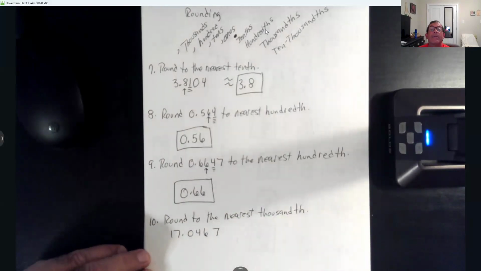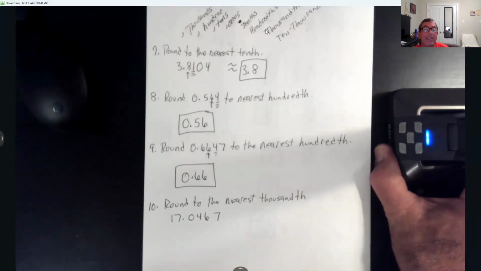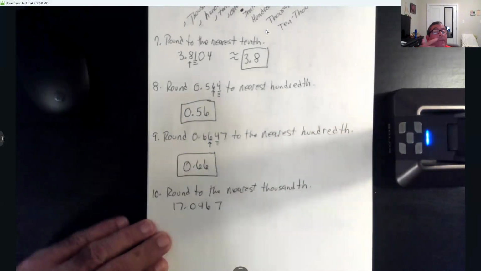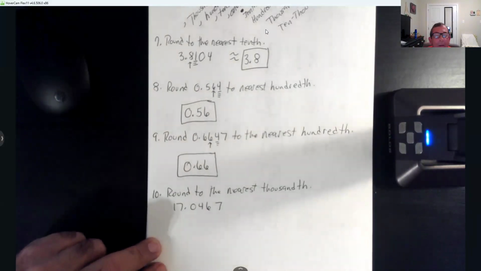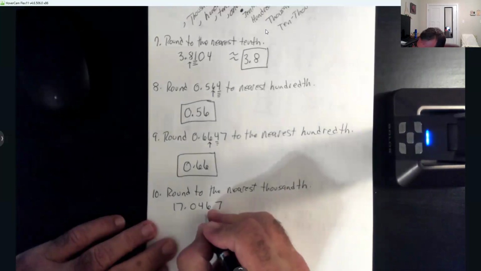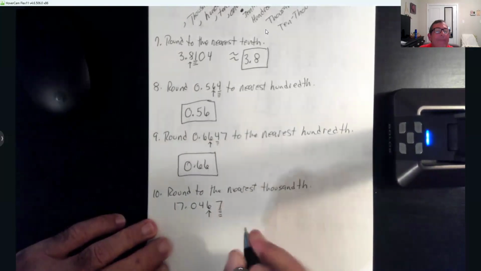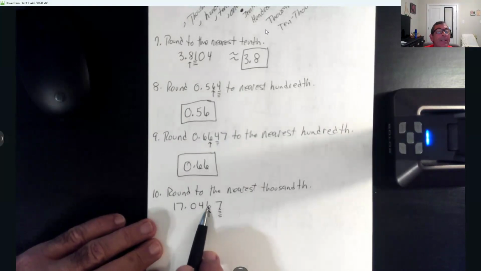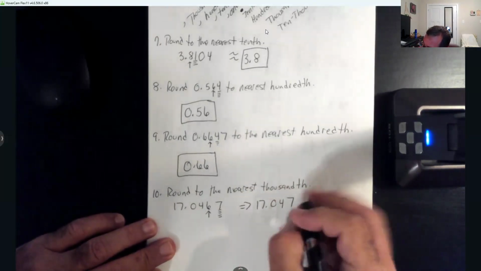17.0467. So we're going to the nearest thousandths, y'all. So that looks like 3 decimal places. So what are y'all getting me? $17.047. Oh, good job. I tried to throw y'all a curveball on that, but we're rounding 3 decimal places, which means I had to look at the 7, which is 5 or greater. So you had to make that a 7 from a 6. So good job. 17.047.